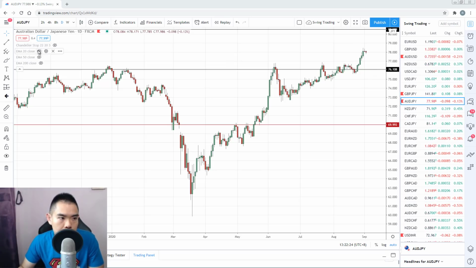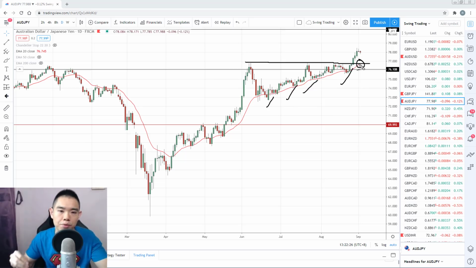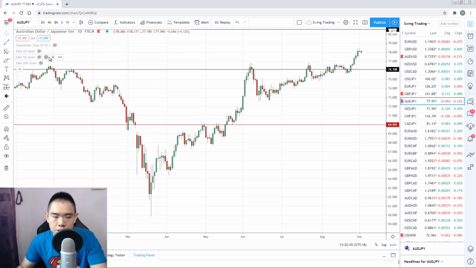And if you just pull out the 20 MA, you'll notice that this market is pretty much in a strong trend, consistently above the 20 MA, here, here, and here. So I'm looking for a potential retest of this previous resistance that could become support, and it also has the confluence of this 20 period moving average. So in terms of the setup, the entry, it's pretty straightforward.